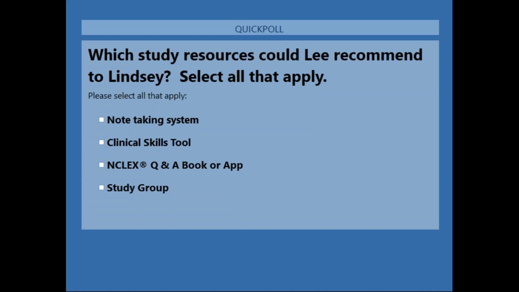As you're completing that, let me talk a minute. A note-taking system would be a process by which the student has a regular systematic way of creating notes, taking notes, so that it's developing those habits of study that we talked about. Looking at those clinical skill tools, whether that be something electronic or something that's a paper copy. Do they have the ability to apply those study resources? Q&A, of course, whether that's a book or an app, and the study group. So I'll give you about 10 more seconds to finish making your selection here.